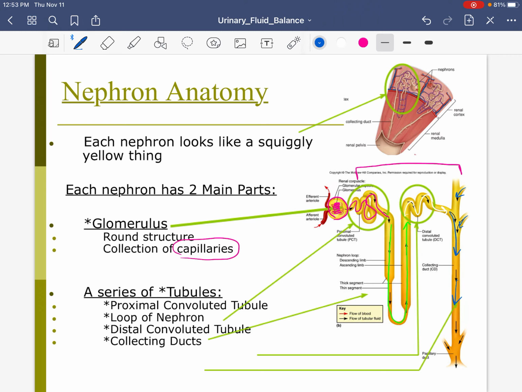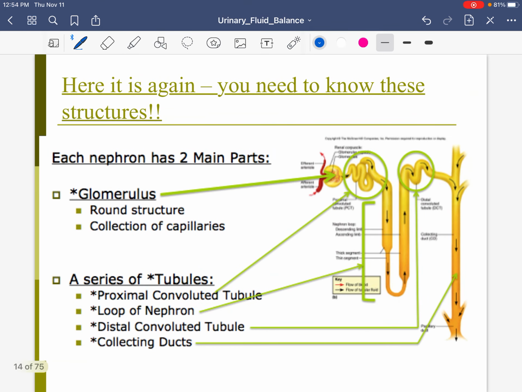So these go in order of how the filtrate, or the fluid, flows through it. The initial ball is the glomerulus, or a collection of capillaries, leads to our first series of windy structures called the proximal convoluted tubule. Then it leads to the loop of Henle, or nephron. Then it leads to a distal series of convoluted tubules. And then everything dumps into the collecting duct.